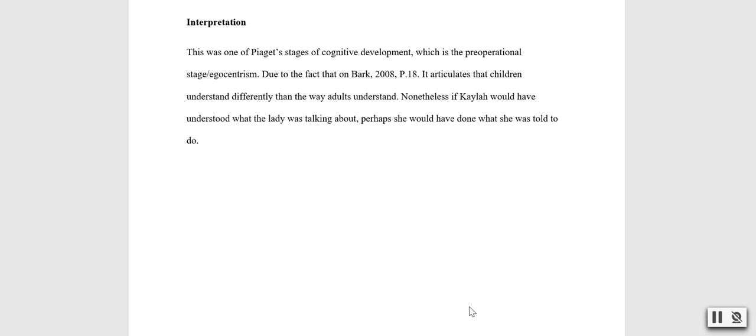We've been using a Berk textbook, that's B-E-R-K, and then it seems to start a new sentence. It articulates that children understand differently than the way adults understand. So it seems like the student is trying to explain egocentrism, so I go on. Nonetheless, if Kayla would have understood what the lady was talking about, perhaps she would have done what she was told to do. Again, that's not a clear demonstration of egocentrism. So let's see my feedback.